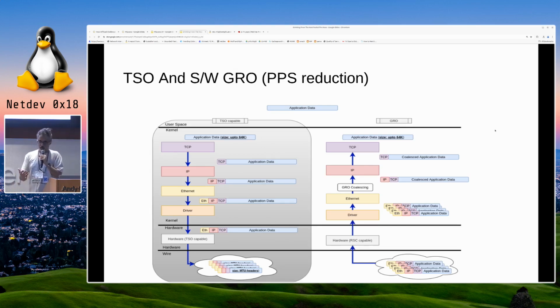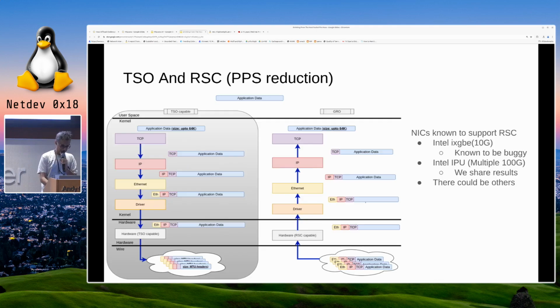I don't want to spend too much time on this, but this is how TSO and GRO work. Is there anybody here who doesn't know what TSO or GRO is? Or should I just skip that? Raise your hand if you know what GRO is, because they are. Okay, I think I'm going to skip it. But you can look at the slides after. I'm going to use Joe's technique. Look at the slides after.